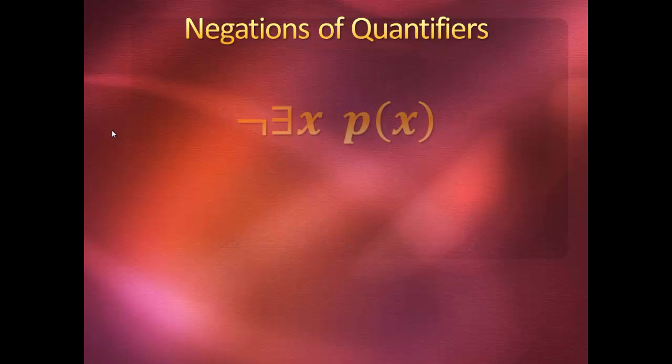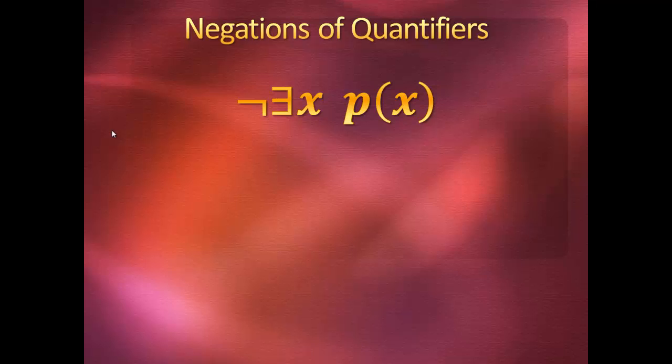Now let's look at the existential quantifier. Perhaps its negation will follow a similar principle. If it's not true that there exists an x such that p of x is true, then that must mean that p of x is false for all x. Aha! It's just as we thought. So the opposite of "there exists an x such that p of x is true" is "for all x, p of x is false."